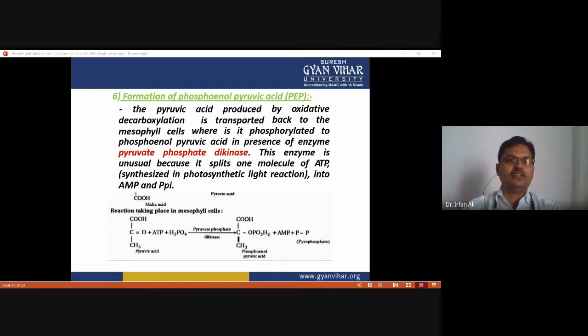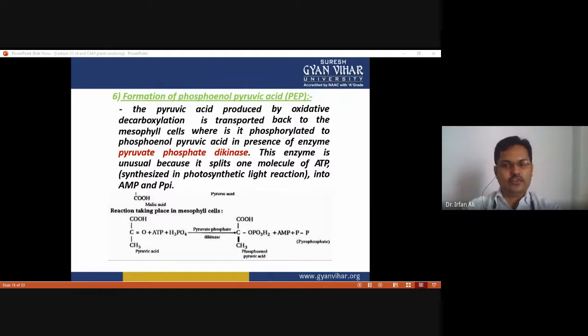Okay, so here the pyruvic acid produced by oxidative decarboxylation in the previous step is transported back to the mesophyll cells, where it is phosphorylated to phosphoenol pyruvic acid in presence of the enzyme pyruvate phosphate dikinase. This enzyme is unusual because it splits one molecule of ATP that was synthesized in the photophosphorylation, or photosynthetic light reaction.